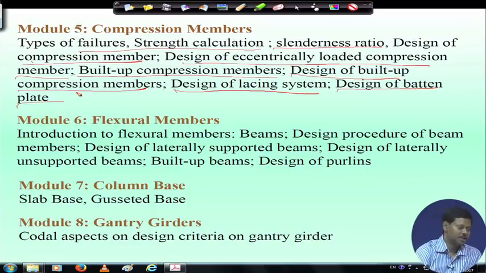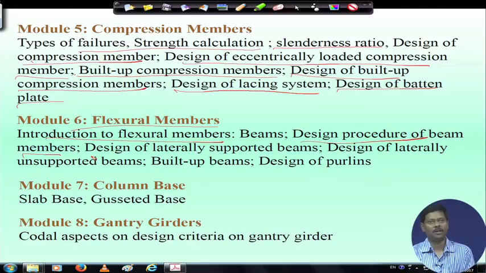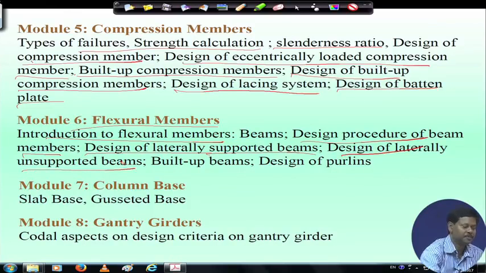And in module 6 we will discuss the flexural member, which is basically called a beam. We will give some introduction to the flexural member, and then the design procedure of beams, which are basically of two types: laterally supported beams and laterally unsupported beams. In both cases the design procedure will be discussed, and the built-up beam will also be discussed.